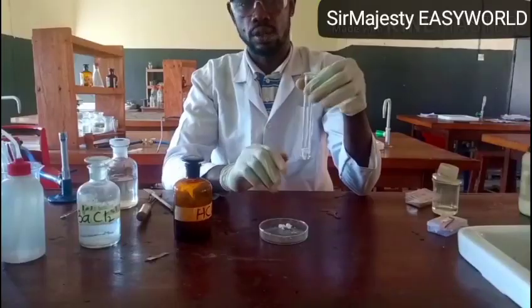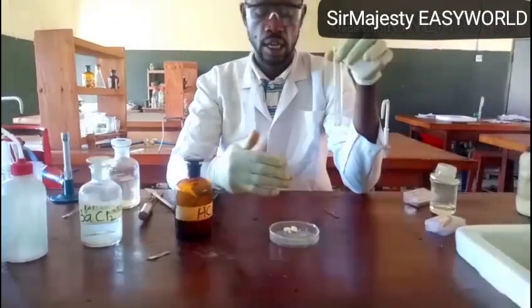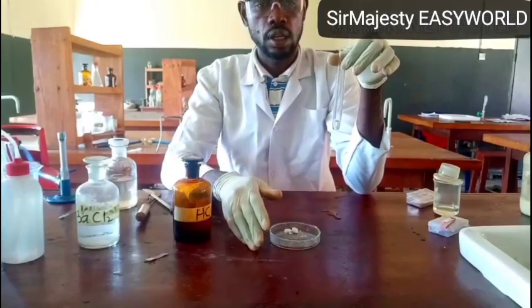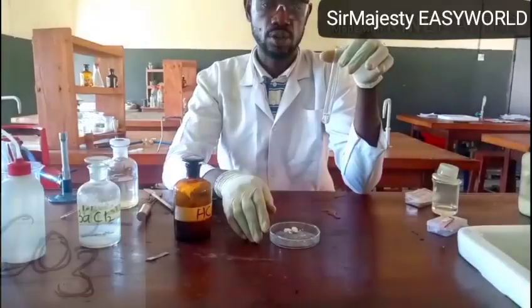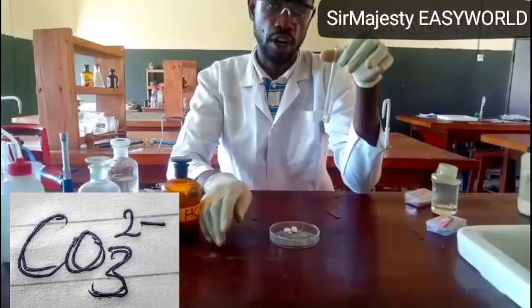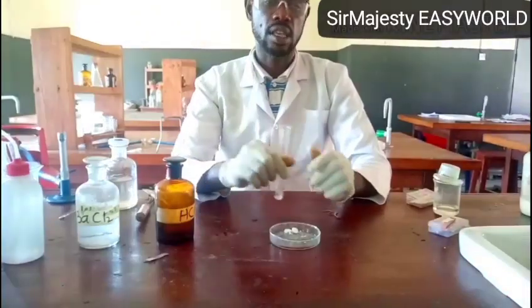And the gas is colorless, odorless, and it will turn lime water milky. Then, in your inference, you just say that sample C contains CO3 2-, that is trioxocarbonate(IV) ion, as you can see there on the screen. So in that aspect, we are done with this step.